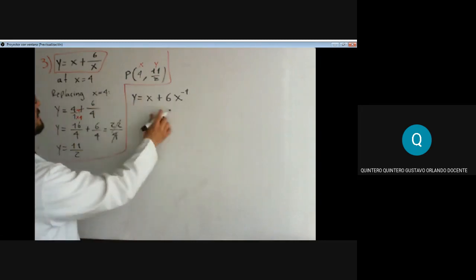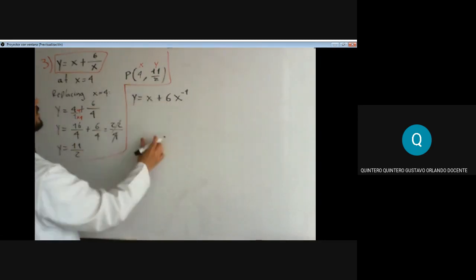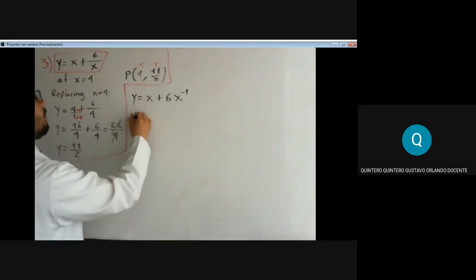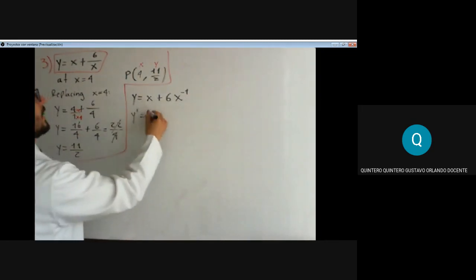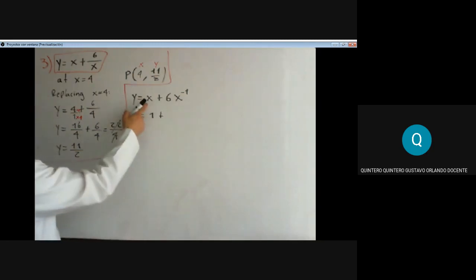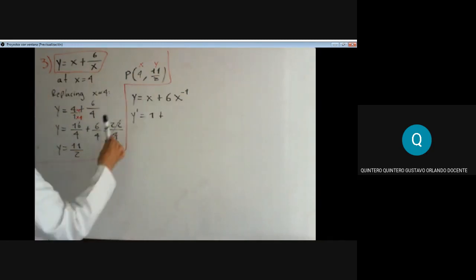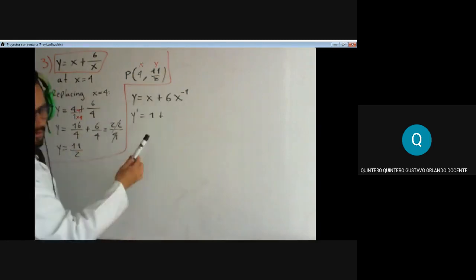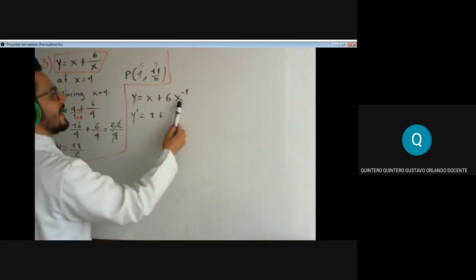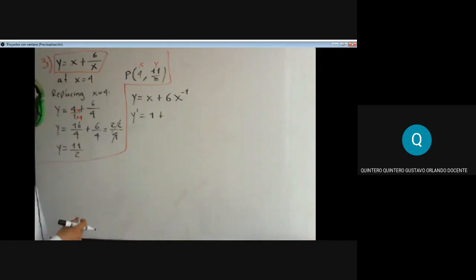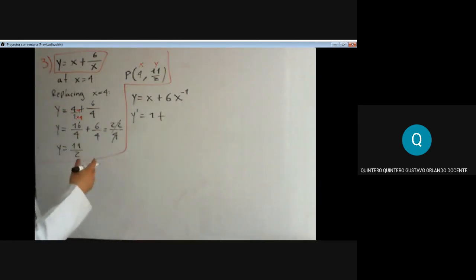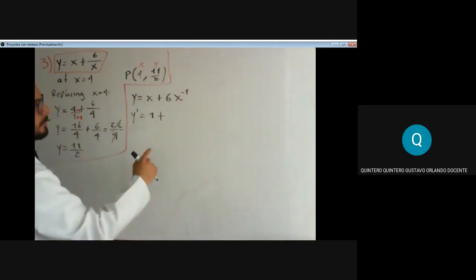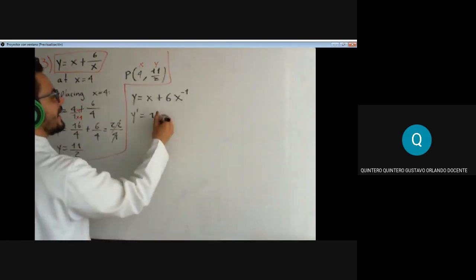To find the derivative, let me change the notation this time, because why not? y prime will be 1 plus, remember the derivative of x is 1 because the coefficient is 1, and then the derivative of 6x to the negative first. How would you do that? Exactly the same as you would find the derivative of any polynomial function. Just multiply the coefficient by the exponent. So 6 times negative 1 will be negative 6.